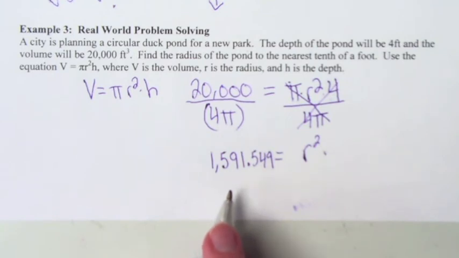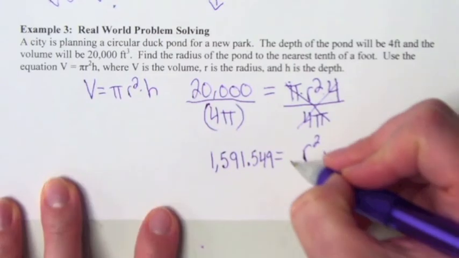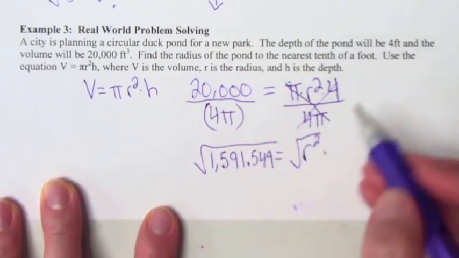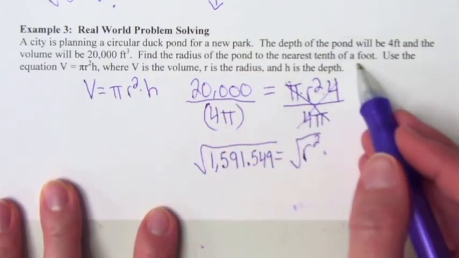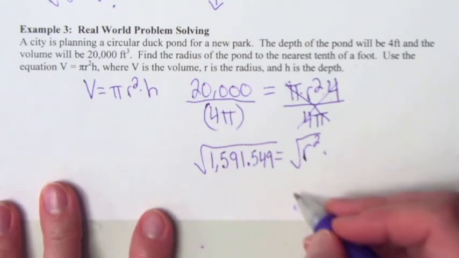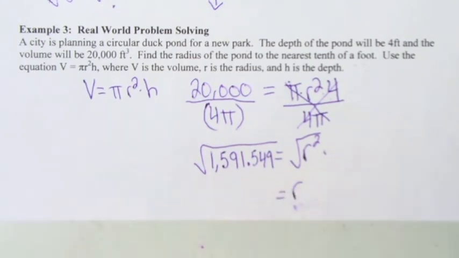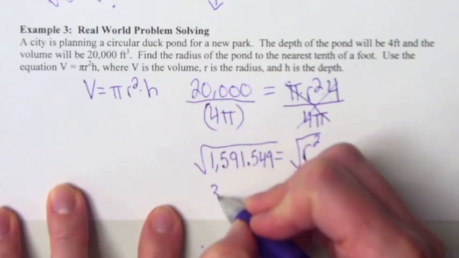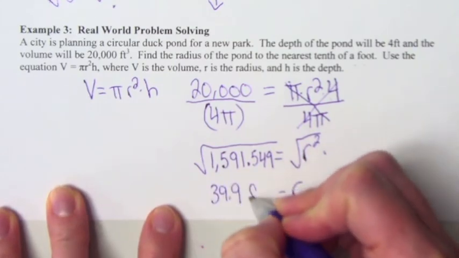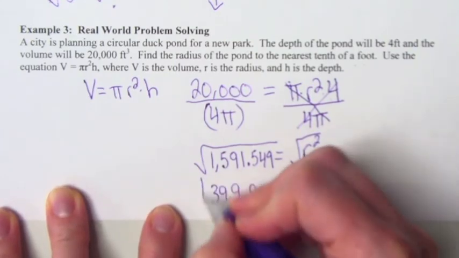We're not done yet, because what do we need to do, Mariella? Square root. Take the square root to get the actual radius. It says to round the radius to the nearest tenth of a foot. So take the square root of 1,591.549. It is 39.89, so 39.9. So 39.9 feet is the radius of that pond.